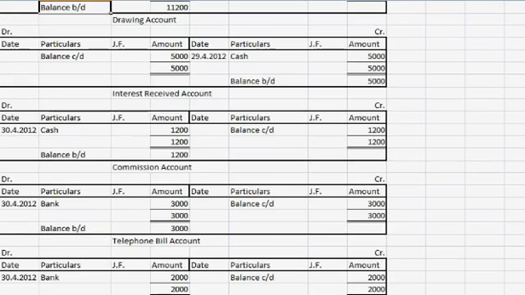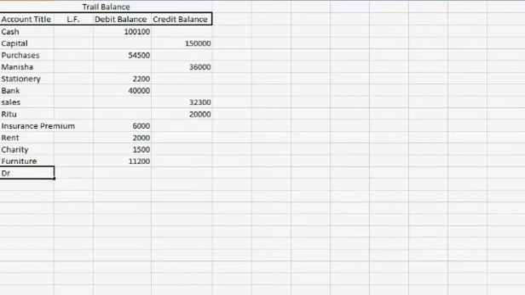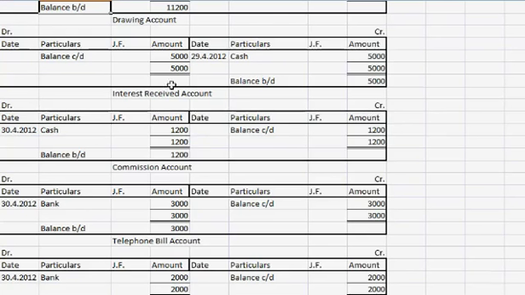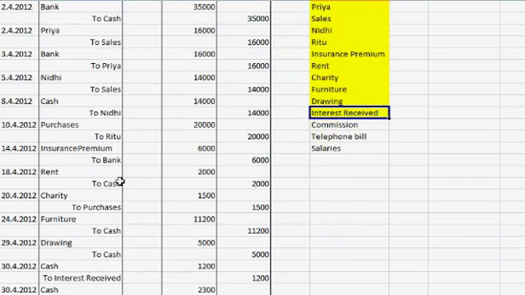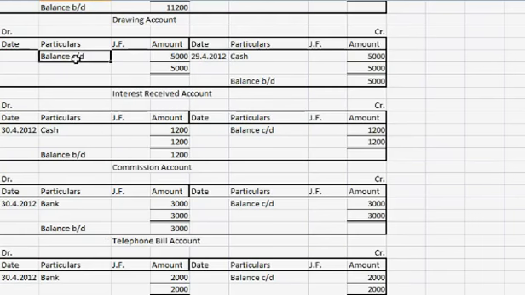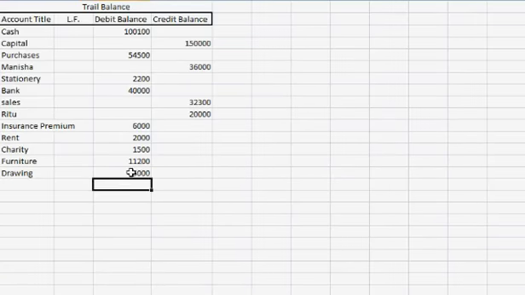Drawing account. There is a mistake in this drawing account. Cash would be here, balance CD would be here, and this amount, balance BD, would be on the debit side. So the entry would be on the debit side, 5,000.